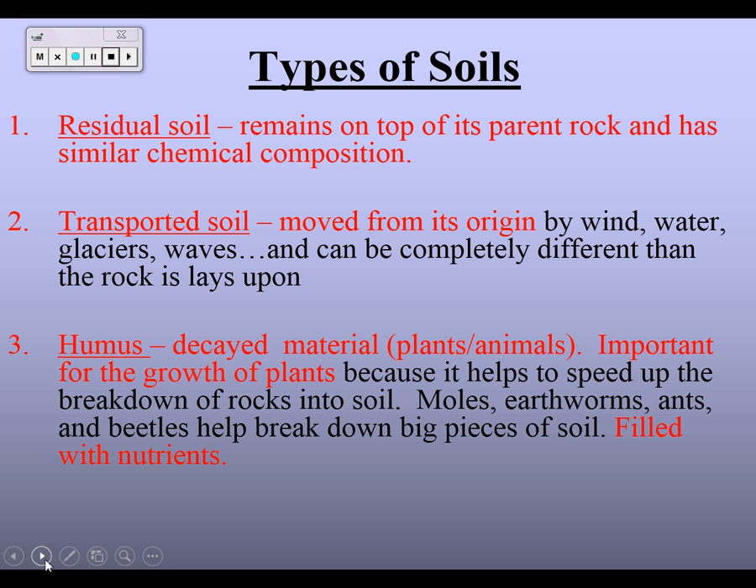The last type of soil is humus. This is when you have your decayed material, which can be plants and animals that have died, bugs, things like that. It builds up and it's important for the growth of plants. Humus is that really dark, rich soil that you see on farms, or if your parents garden, you can buy humus and add it to the garden. Humus is really important because it is filled with nutrients.